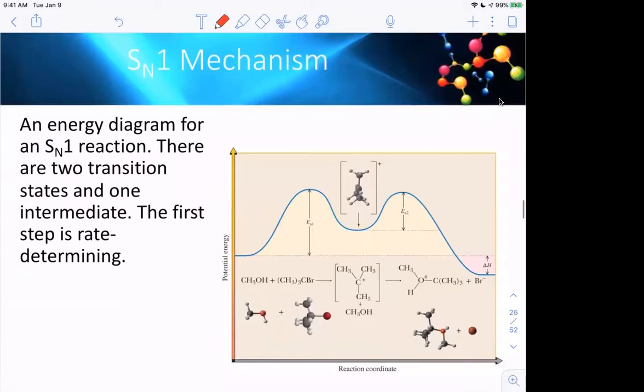Now, this is a two-step mechanism in general. My SN1 reactions are going to be two steps. I have two transition states. I have one intermediate, which is my carbocation, at my local energy minimum. This would still be an exothermic reaction because my products are lower in energy than my reactants.